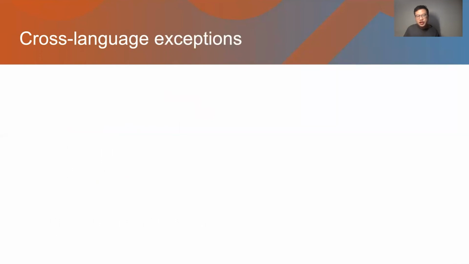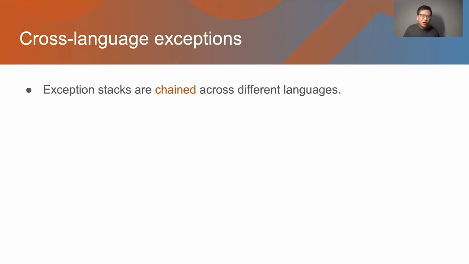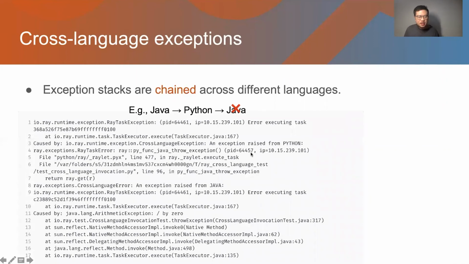And another cool feature we have implemented is called cross-language exceptions. What does this mean? For example, if you call a task in a different language and an exception occurs, we will chain the exception stacks together for you. Let's say we have a Java task calling a Python task, and the Python task is calling another Java task, and something wrong happens in the second Java task. And Ray will show you an exception stack like this.